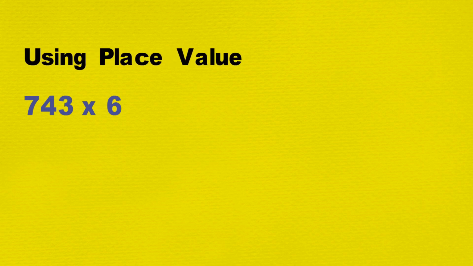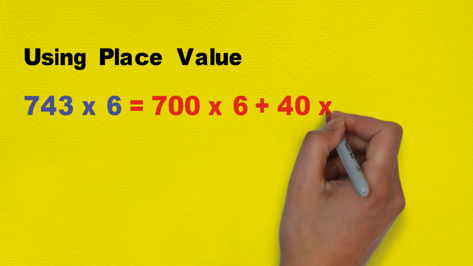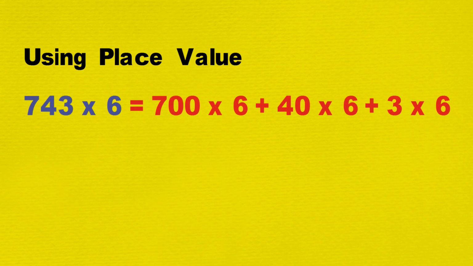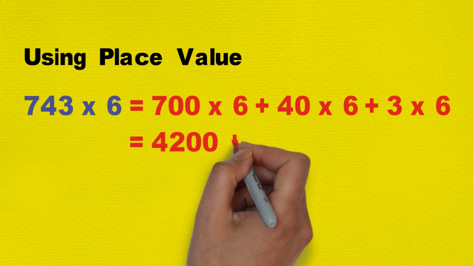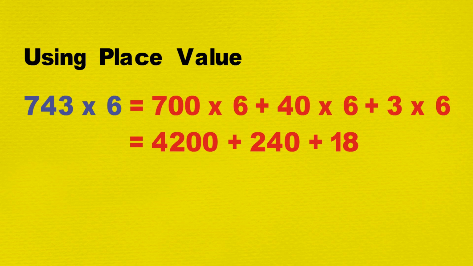For example, 743 multiplied by 6. One way is to break the bigger number up by place value, then multiply each part by 6, like this. 743 times 6 equals 700 times 6 plus 40 times 6 plus 3 times 6, which equals 4,200 plus 240 plus 18, which equals 4,458.